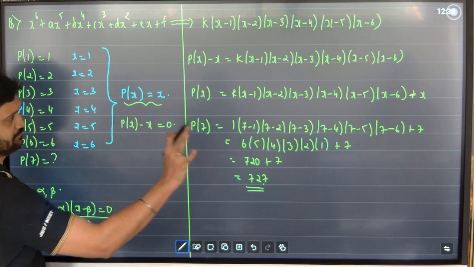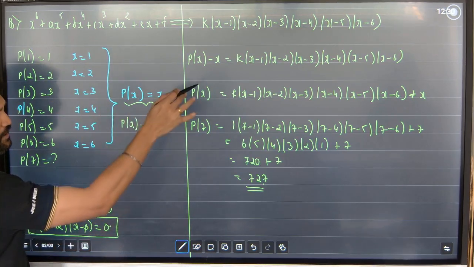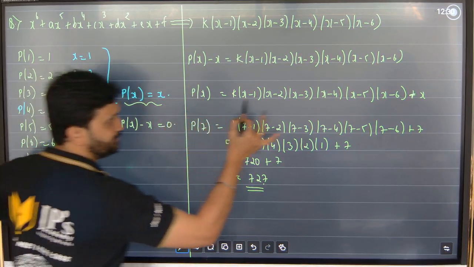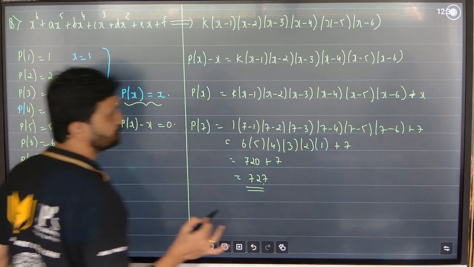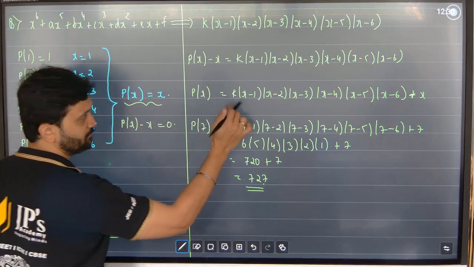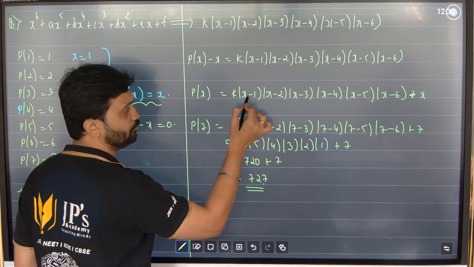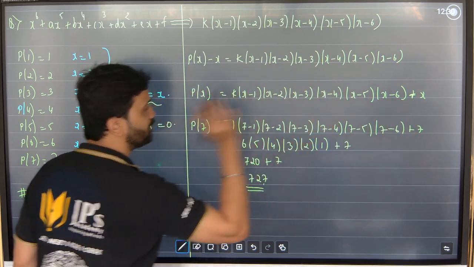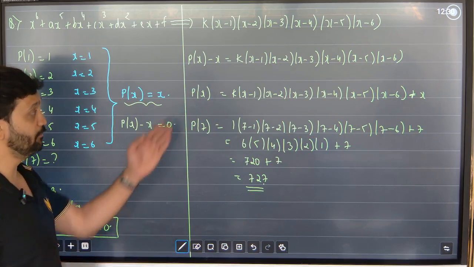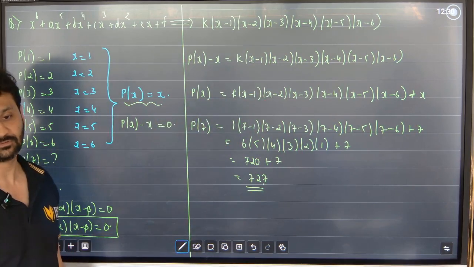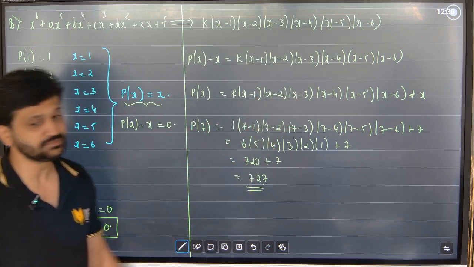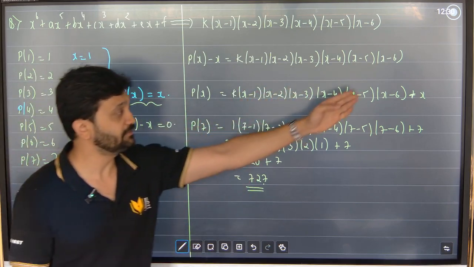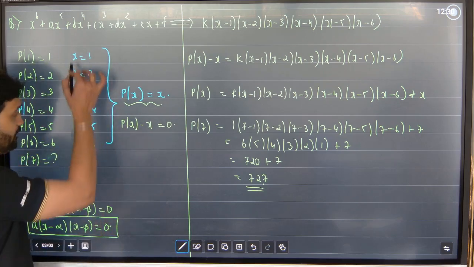Let's check if I put x's value as 1. If I put x's value as 1 here, this entire term becomes 0 and I get 1. So p of 1 will become, this entire term becomes 0. Why 0? Because 1 minus 1 is 0. 0 into all the terms is 0, plus 1. So p of 1 is equal to 1. It is satisfying. If I put x's value as 2, the second term becomes 0. If I put x's value as 3, this term becomes 0. If I put x's value as 4, this term becomes 0. Then the next term and then the last term. So it is satisfying all the conditions.